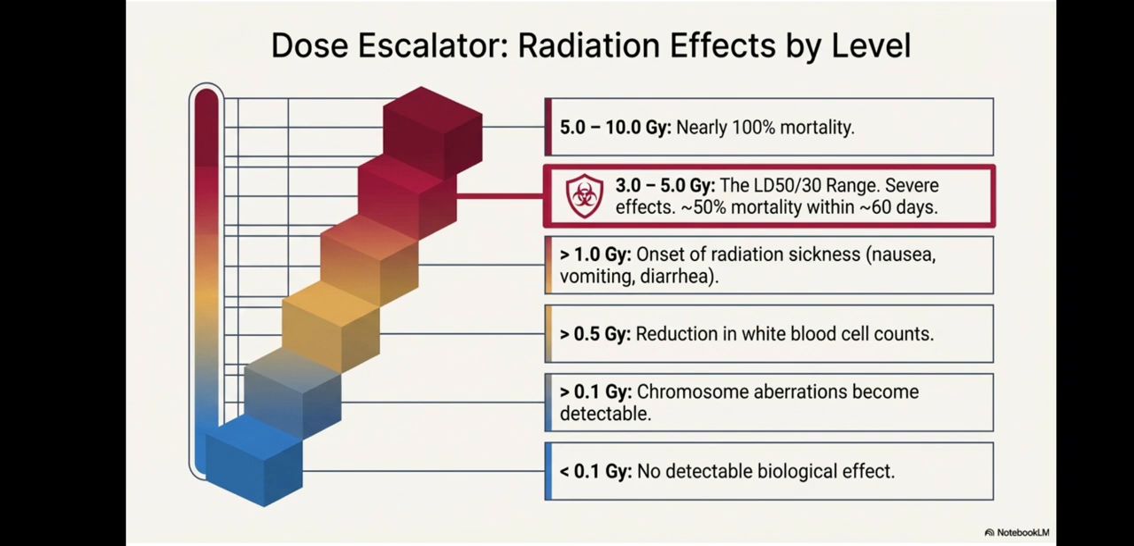Greater than 1 gray, onset of radiation sickness: nausea, vomiting and diarrhea occur. Greater than 0.5 gray, reduced white blood cell count. Greater than 0.1 gray, chromosome aberrations become detectable. And less than 0.1 gray, no detectable biological effect occurs.